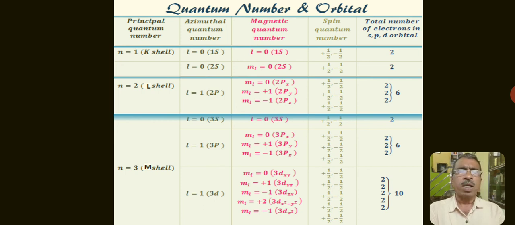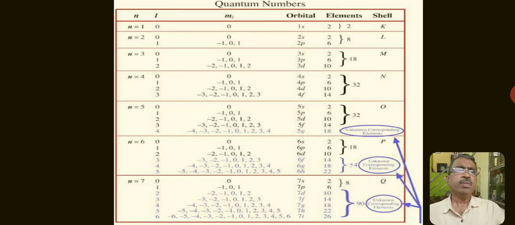Now for the d orbitals, when L is equal to 2, M is having totally 5 values. Those 5 values are 0, plus 1, minus 1, plus 2, minus 2. So 0 refers to dz square orbital, plus 1 refers to dyz orbital, minus 1 refers to dxz orbital, plus 2 refers to dx square minus y square orbital, and minus 2 refers to dxy orbital. This is another table showing these aspects, the quantum number values.